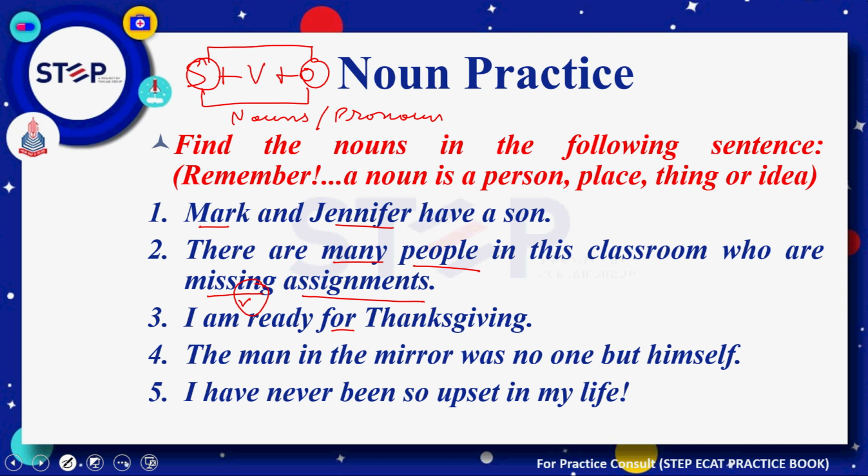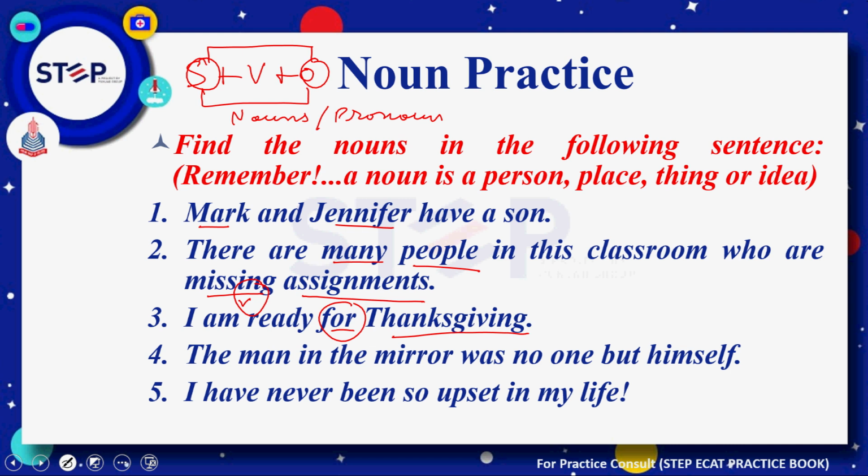Next, I'm ready for Thanksgiving. Now, one very important sign of a noun is a preposition. If a preposition is used before a noun, for example, this Thanksgiving is a noun. So this for is telling us that Thanksgiving is a noun because for is a preposition, and prepositions are used before nouns to show their placements.